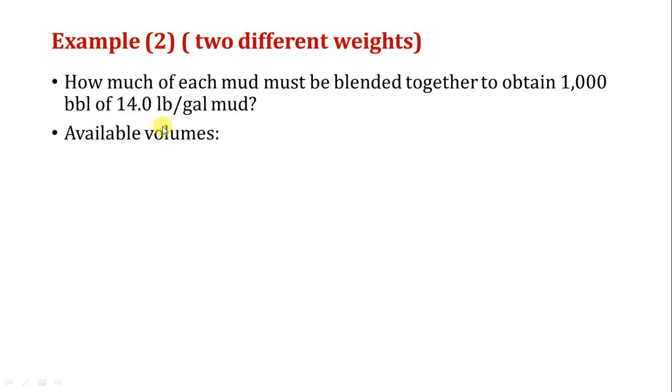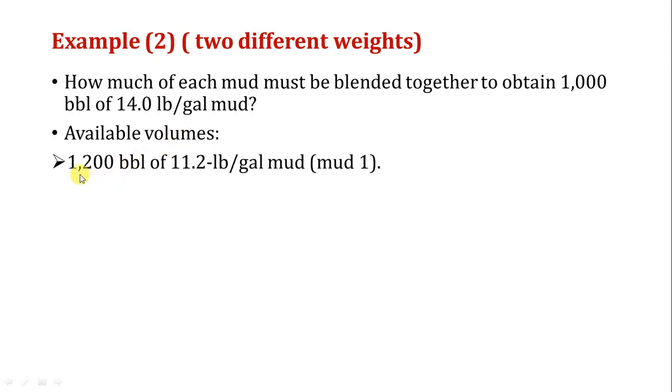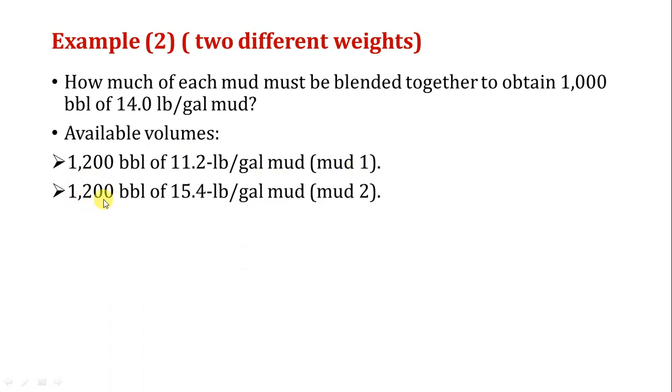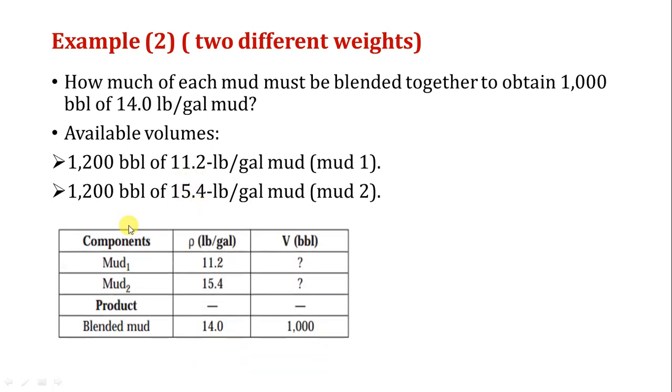What are the available amounts or tanks? You have 1,200 barrels of 11.2 pounds per gallon. This is mud number one. And you have 1,200 barrels also of 15.4 pounds per gallon. As I told you, you need to make a mud weight in between both of them. So how much will you mix from this one and how much from that one? This is mud one, with its volume and its pounds per gallon, which means its mud weight. And this is mud two, and both of those volumes are not known. But the final mud weight is 14, and its final volume is 1,000.